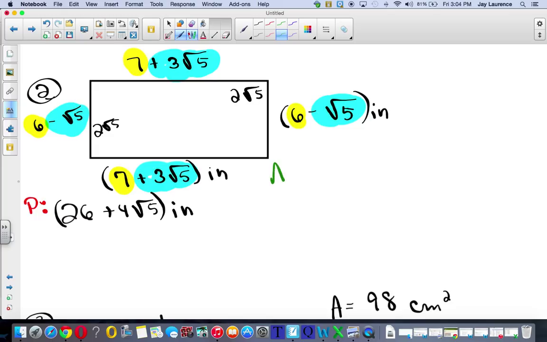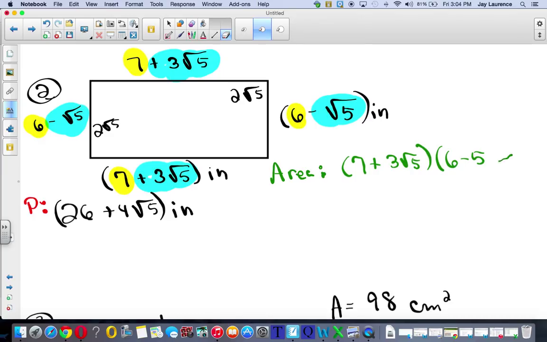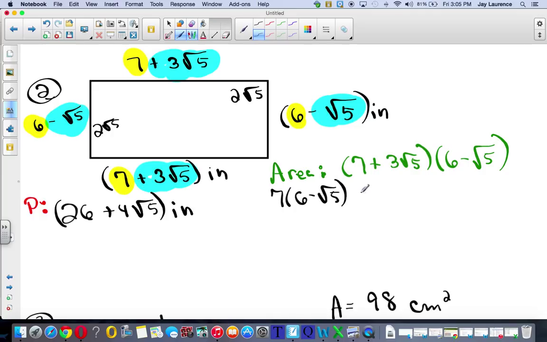All right, let's do the area now. The area is going to be just like the problem I did in problem number 1. It's a double distribution problem. We're going to take 7 plus 3 rad 5, and we're going to multiply it by 6 minus rad 5. Hold on a second. So 7 times 6 is 42. I'm sorry. I should have written it out. I should write it out for you. So we're going to do 7 times the quantity of 6 minus rad 5. And then we're going to do plus 3 rad 5 times the quantity of 6 minus rad 5. If you want a 1 in front of there, you go ahead and put it in.